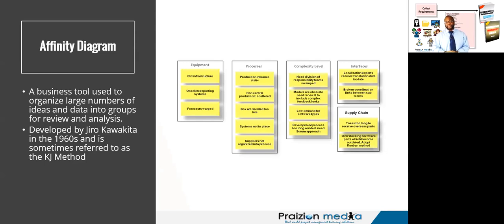is not effective. And they categorized ideas into, oh, the equipment is the problem, or processes, or complexity level of the process, or the interfaces, or the supply chain itself, or whatever. So you got to remember, when you think of affinity diagram, think about grouping, affinity, grouping, affinity diagram, right? So it was developed by Jiro Kawakita in the 1960s, sometimes referred to as the KJ method.